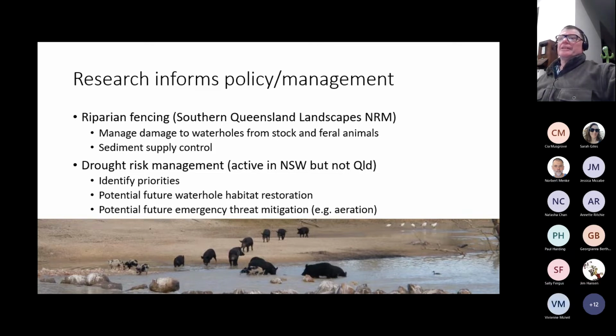New South Wales in particular has done a lot of work on drought risk management, where they've installed emergency mitigation measures such as aerators in waterholes where they're worried oxygen's about to crash and fish are about to die. And some of the work that we're doing on modelling fish risks will provide good insights into potential mitigation measures and the timing of mitigation that would be necessary for such actions in the future.